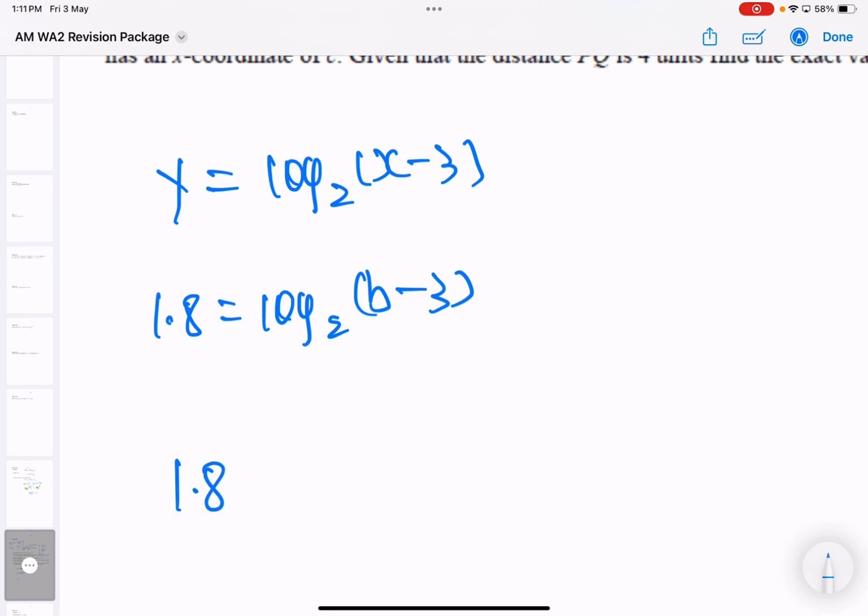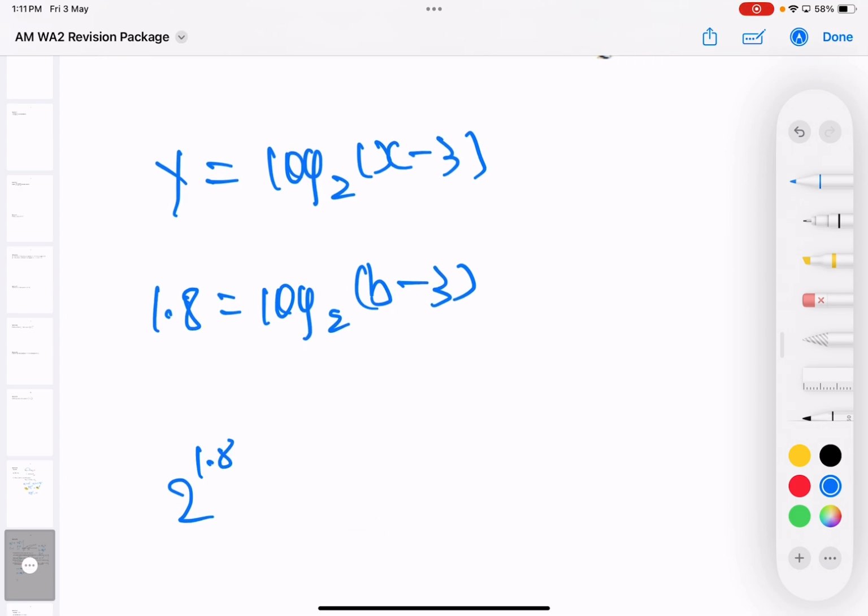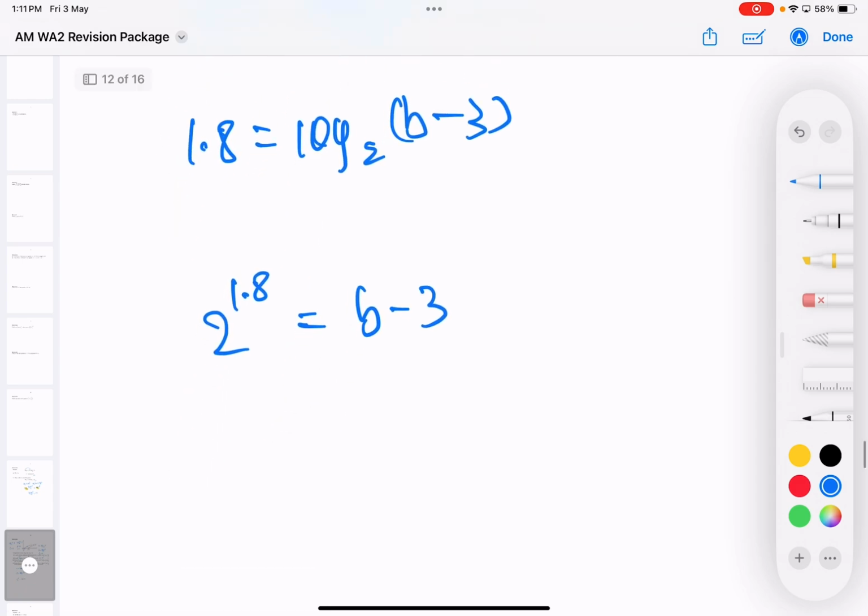1.8, log, what? Change this to the exponent form. What is the base? The base is 2, to the power of, equals to, yeah, so what is B? B is 2 to 1.8.